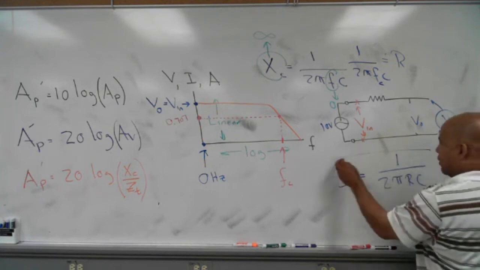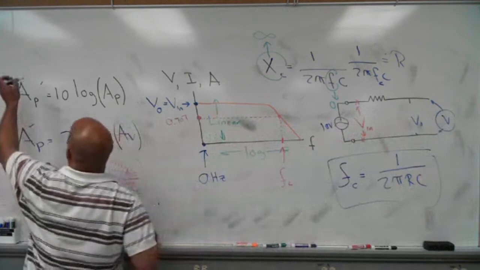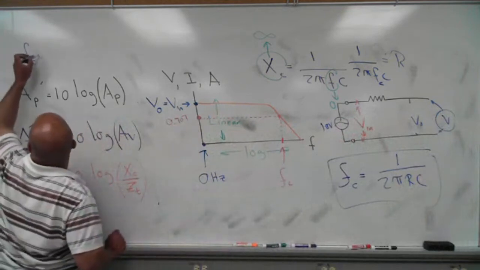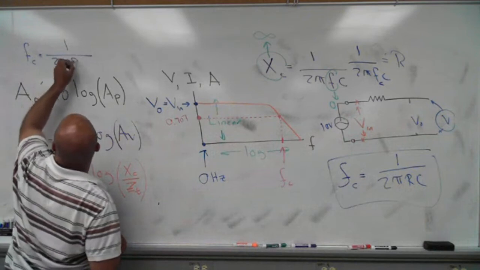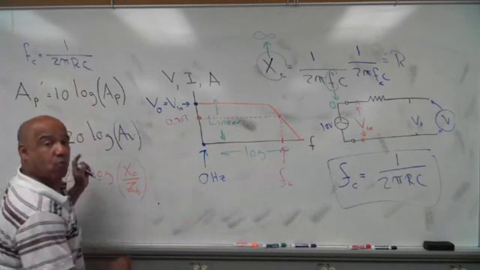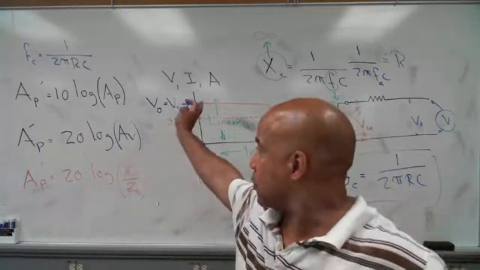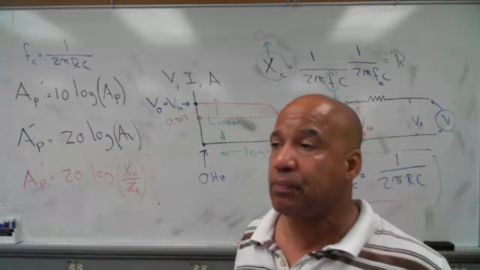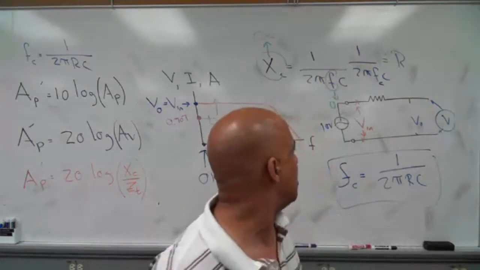But here's another formula to put in your toolbox for filter analysis. So let's just stick that over here. I can calculate the critical frequency by doing 1 over 2 pi RC. And once you do that, and once you understand how to work with decibels, those are all the equations you need to do a filter analysis. But I didn't answer the second question.